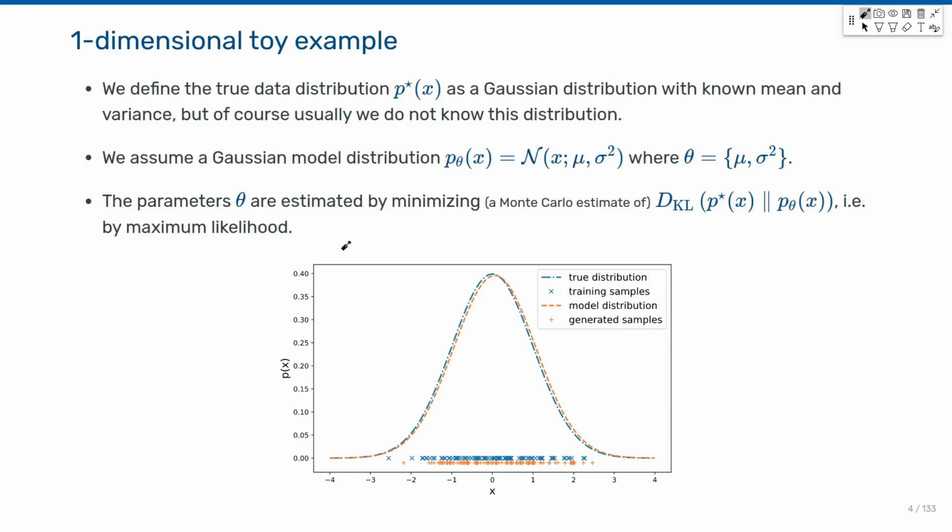From a set of i.i.d. training examples drawn from the true data distribution, the blue points in this figure, we estimate the model parameters in the maximum likelihood sense, which is equivalent to minimizing the empirical Kullback-Leibler divergence between the true data distribution and the model. We can then generate new samples according to this model distribution, the orange points in the figure, and we see that they are indeed distributed similarly as the training examples.